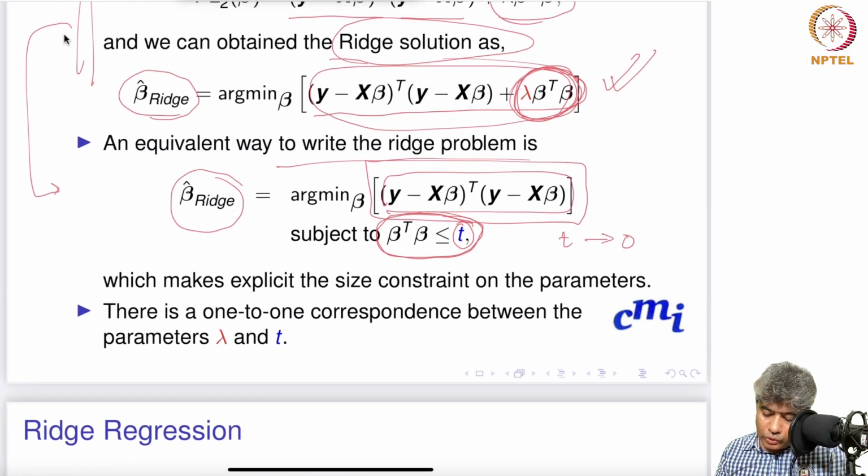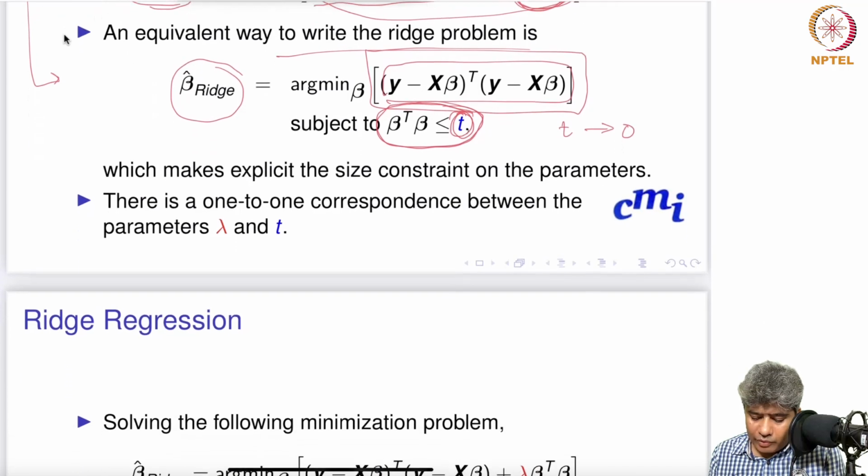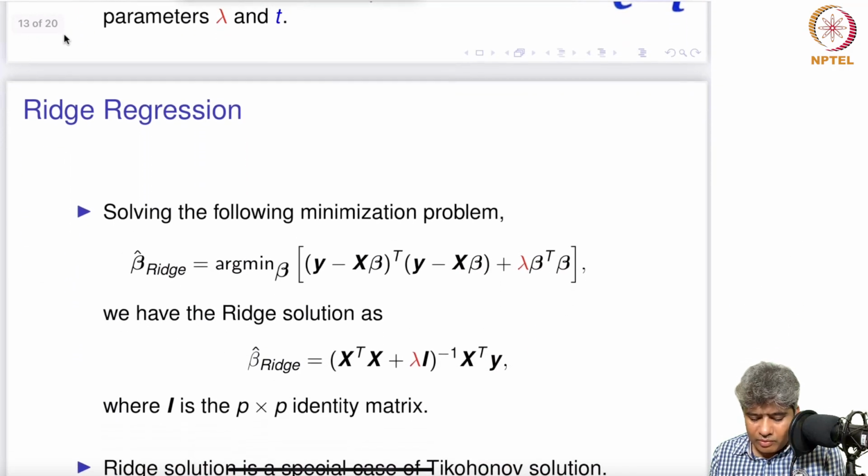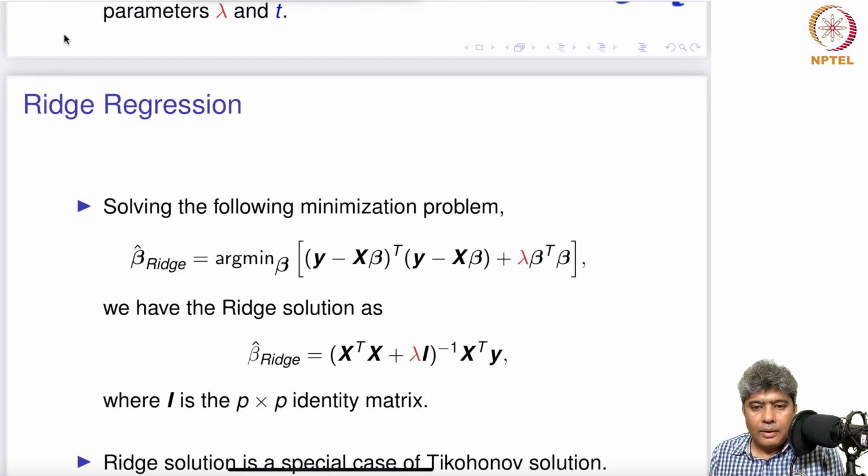Now, one can show that lambda here and t have a one-to-one correspondence between these two parameters, but generally there is no explicit mathematical expression; we have never found it. But one can argue that they will have a one-to-one function.